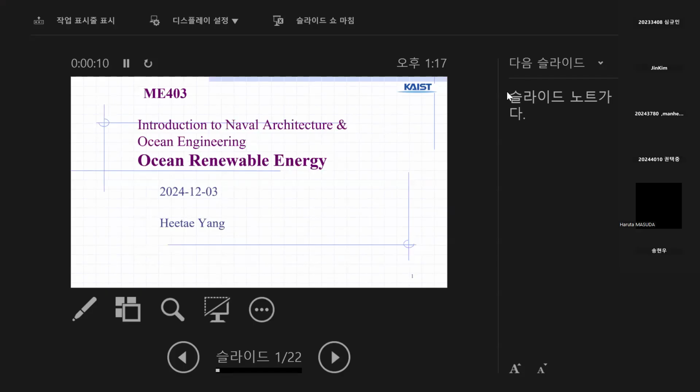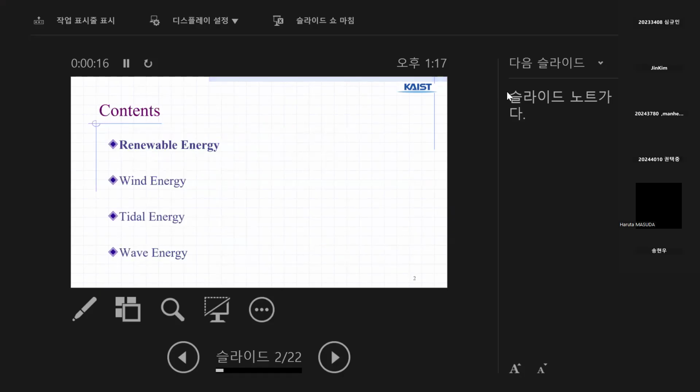Okay, good afternoon, everyone. Today I'll talk about ocean renewable energy. These are the contents. First we talk about what renewable energy is, and today I'll cover three renewable energy sources. The first one is wind, the second one is tidal energy, and the third, the last one, is wave energy.